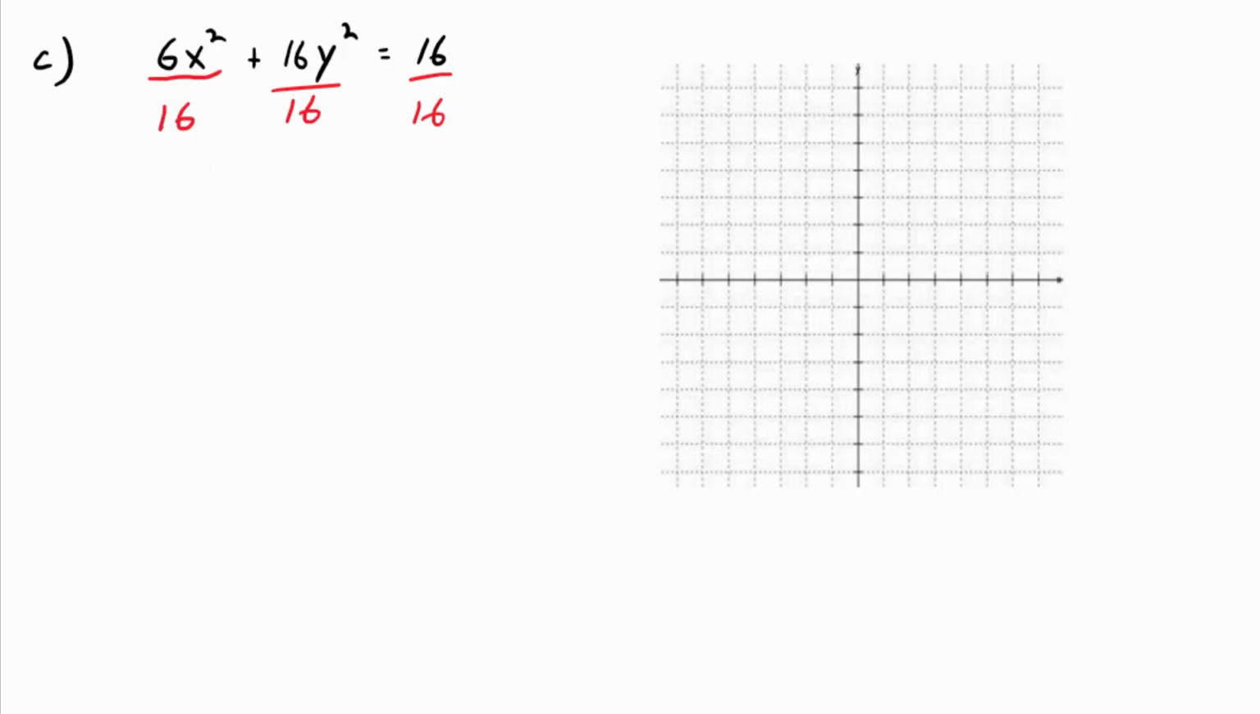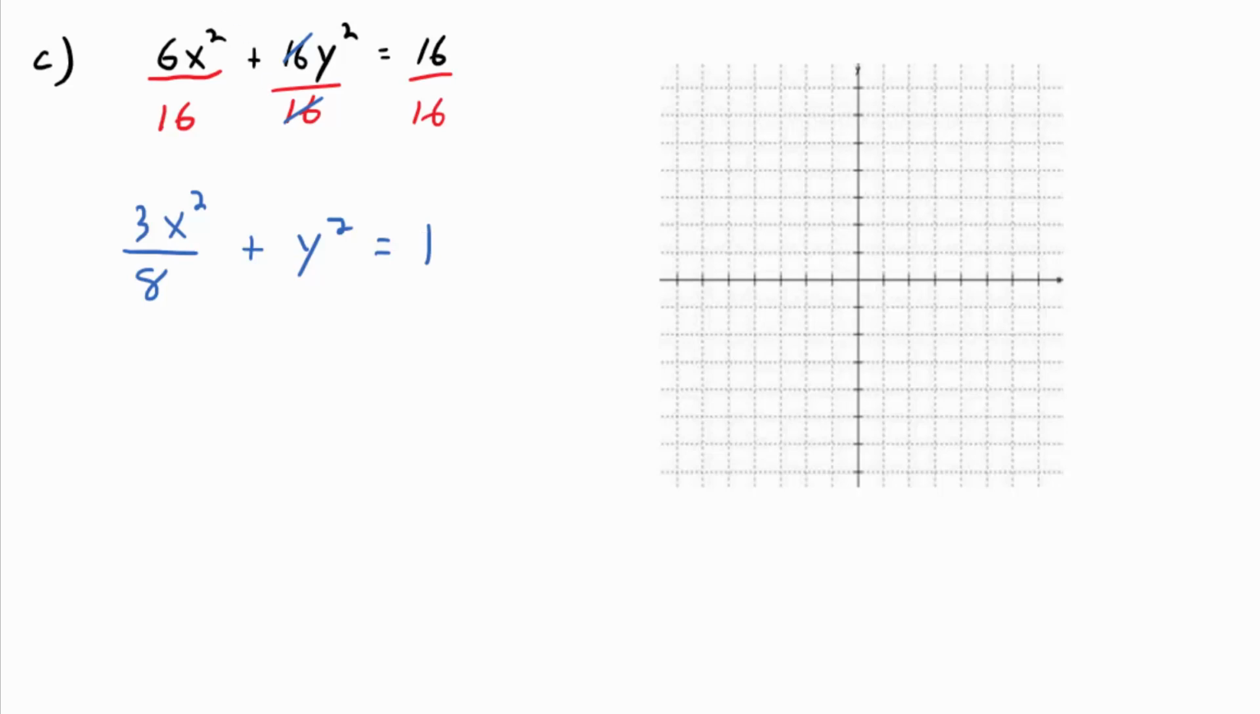And if you simplify that, you get 6 over 16. Technically, what does 6 over 16 simplify to be? 6/16 reduces to 3/8. That's not quite in standard form. Plus, well, this one's good, right? 16y squared over 16, that's just y squared equals 1. It's still not quite in standard form.